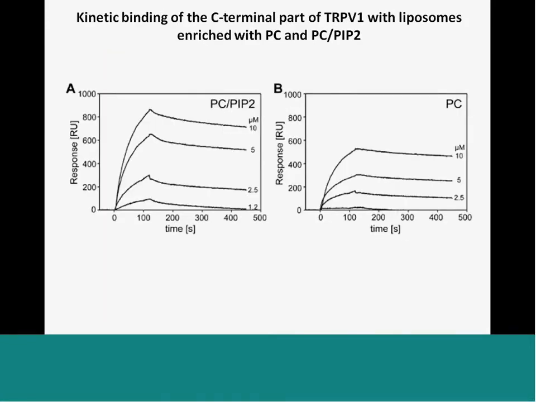On this slide, there's a kinetic binding of the C-terminal part of the receptor with liposomes enriched with phosphatidylcholine and phosphatidylcholine with PIP2. There's a sensorgram of the interaction of the C-terminal loop of TRP1 with PIP2, where on the left there are PC-PIP2 liposomes, and on the right there are only phosphatidylcholine liposomes. We can see that the protein is able to interact with phosphatidylcholine alone, but the interaction with phosphatidylcholine enriched with PIP2 is much higher in contrast to phosphatidylcholine alone.